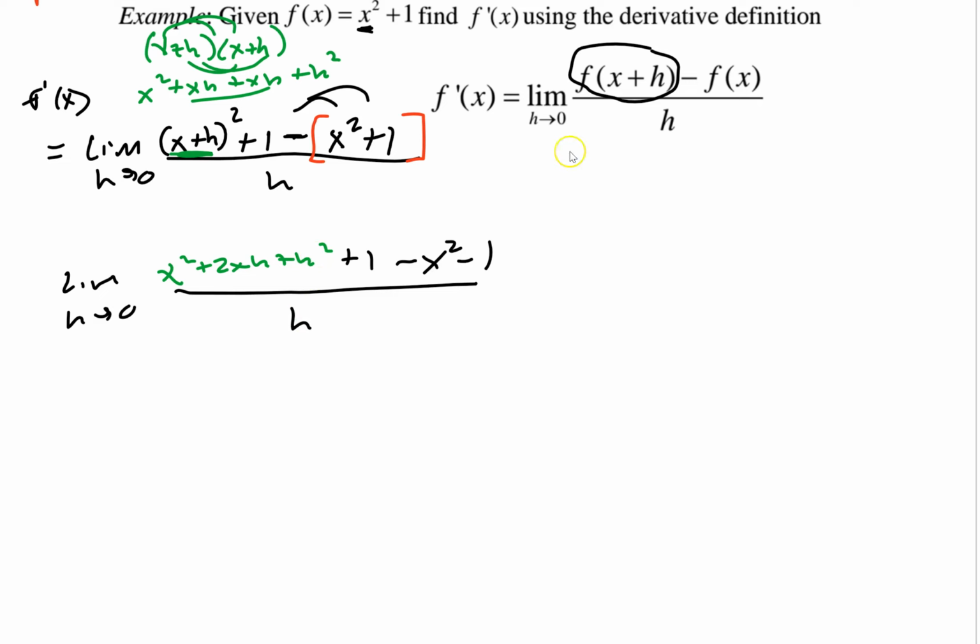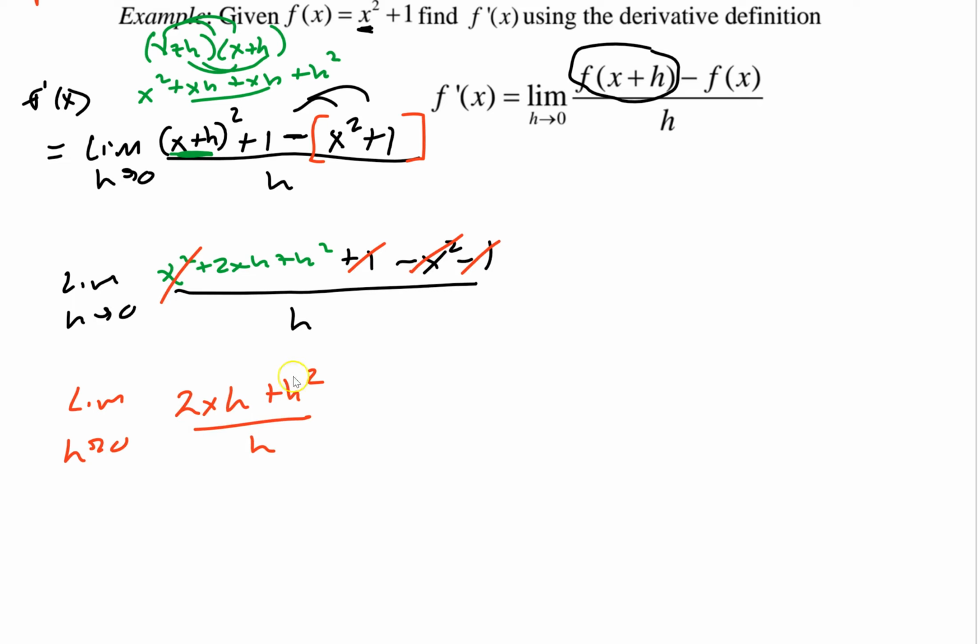So we expanded the top, we expanded the bottom. This is my favorite part, right? Now look at what happens. Hey, there's an x squared and a negative x squared. Those cancel. Hey, there's a plus 1 and minus 1. Those cancel. Look what you have left over: limit as h approaches 0 of 2xh plus h squared all over h. Now remember, I want to plug in 0 for my h. I can't do it still.